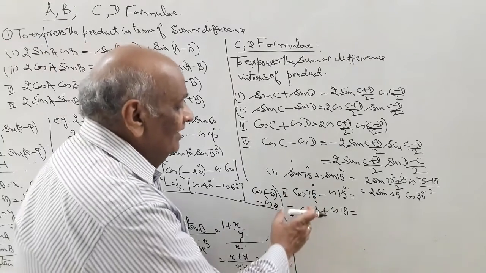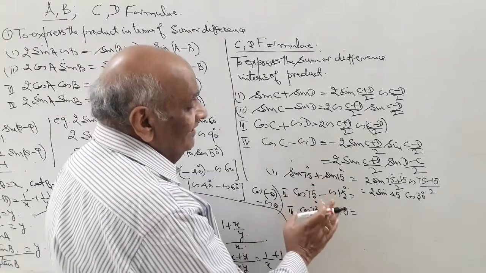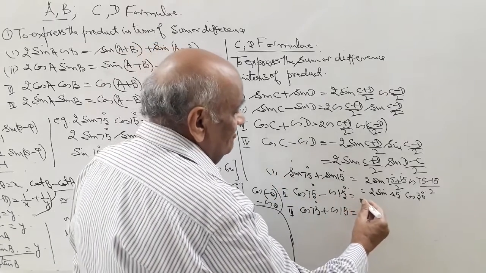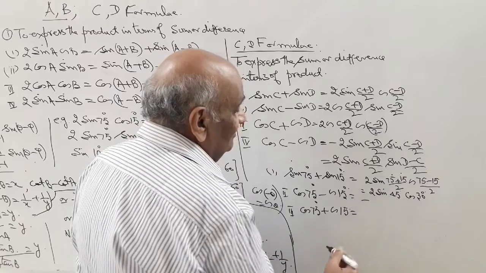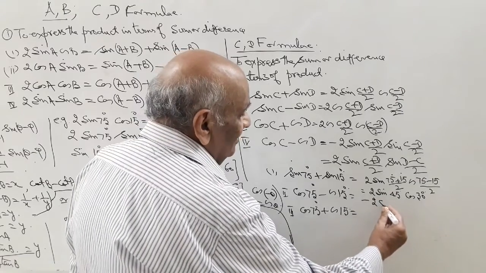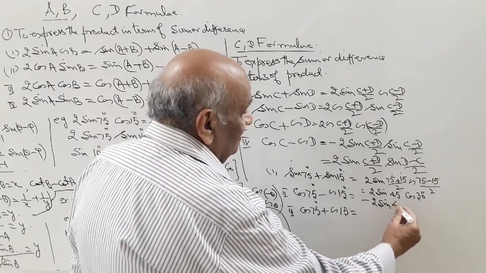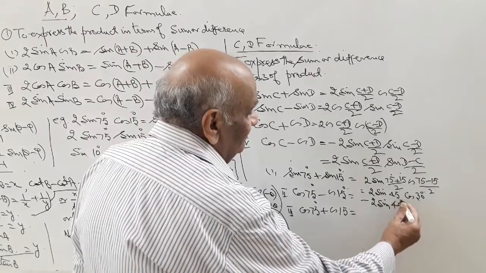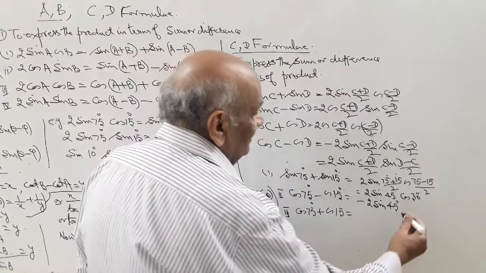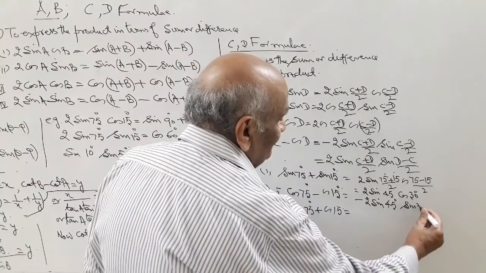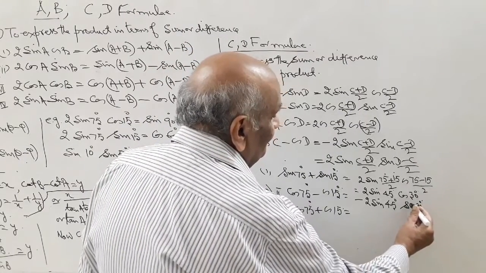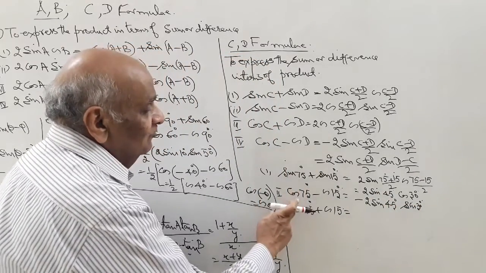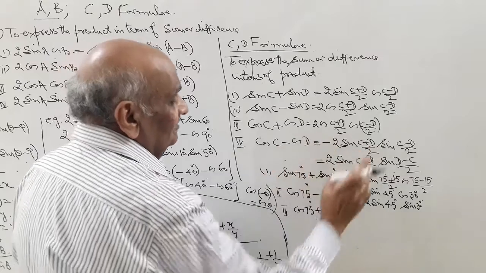Similarly, now you have cos 75 minus cos 15. This is the fourth formula applicable. So I will put up here a minus 2 sine of C plus D by 2, which is 45 degrees. Then you have sine of 30 degrees. See, the fourth formula. This is equal to cos C minus cos D is equal to this.